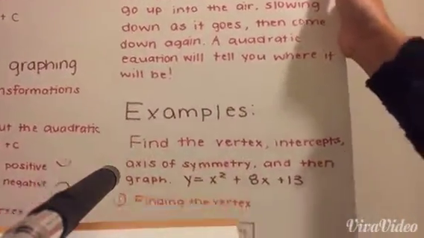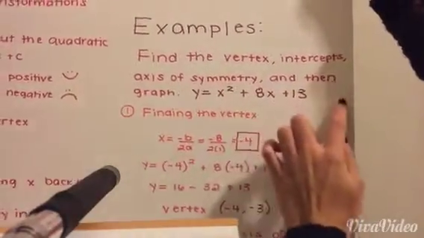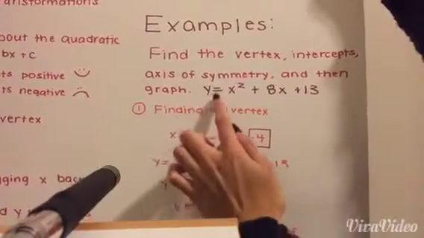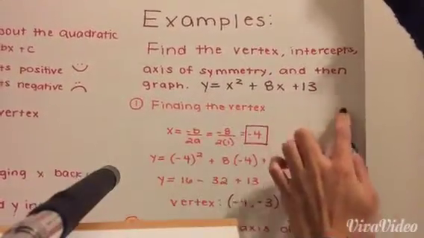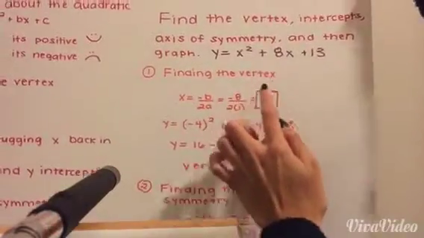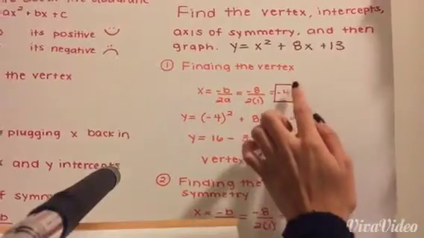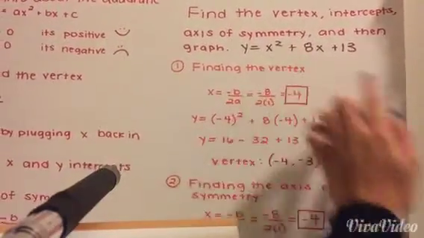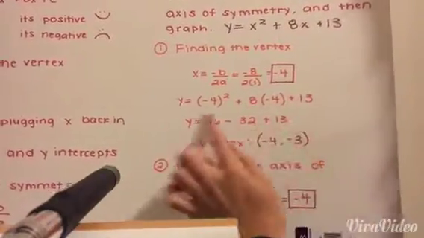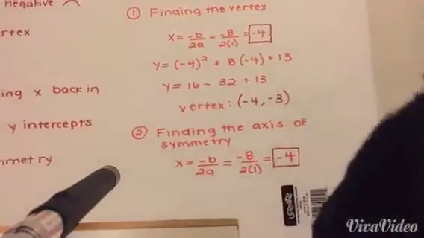An example I have today is to find the vertex, intercepts, and axis of symmetry, and then graph y = x^2 + 8x + 13. I first found the vertex, which was -4, and I plugged the -4 into the x of this equation, and I got -3 as my answer right here. And so the vertex was (-4, -3).